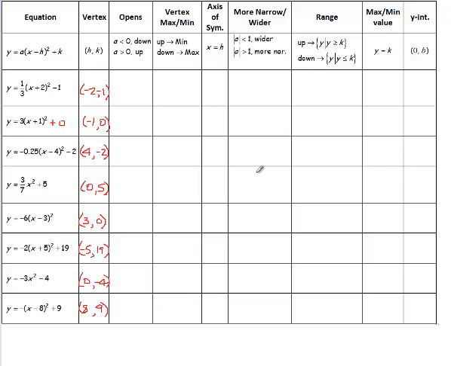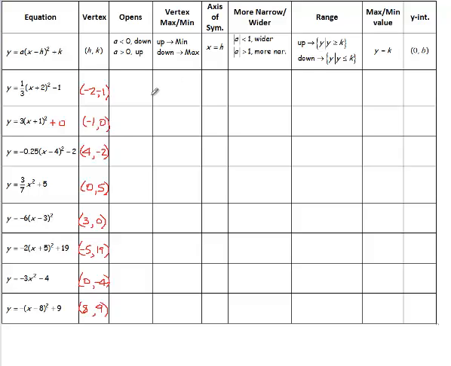Next column is asking you for the direction of opening. Which way does the parabola open? Now we know parabolas open up or down when they're in the form y equals. So if a is less than 0, in other words if a is negative, a being the number in front, then it opens down. If it's positive, it opens up.